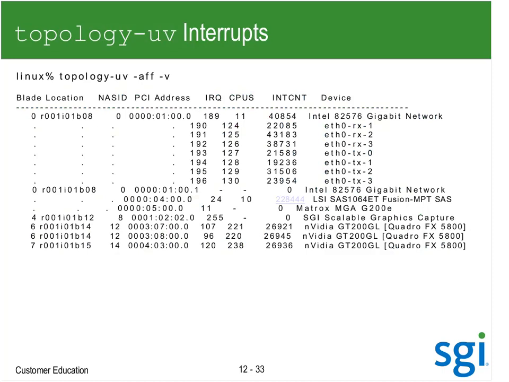Here was a topology command example. So here I'm able to see the blade location. I'm able to see the NAS ID. Look at, I've got NVIDIAs here, things like that. Here's an LSI. No, that's the onboard. Sorry, that's the onboard one. I'm able to see the NAS ID. I'm able to see the IRQ number, the CPU number, and the number of interrupts. So rather than trying to dig through that whole file, it's going to print out the total interrupts that have occurred for that IRQ. So this CPU 221 has gotten 26921 since boot.